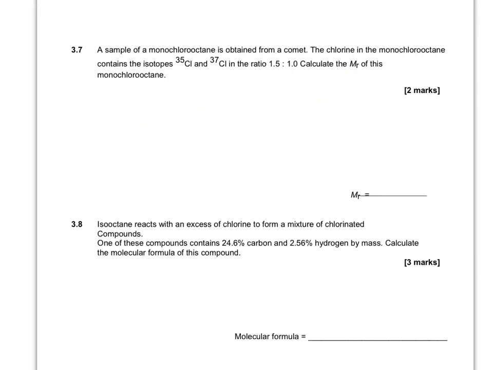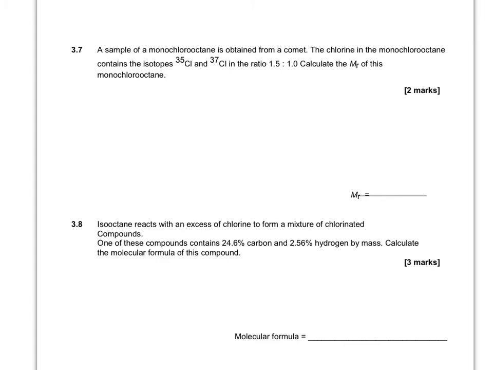A sample of a monochlorooctane is obtained from a comet. The chlorine in this monochlorooctane contains the isotopes 35 and 37 Cl in the ratio of 1.5 to 1. Calculate the Mr of this monochlorooctane.